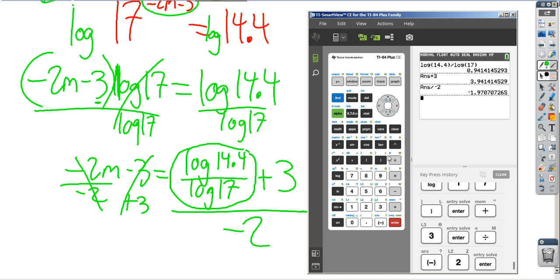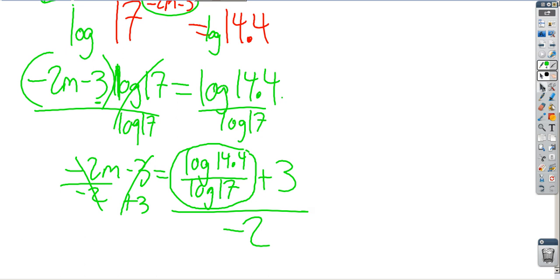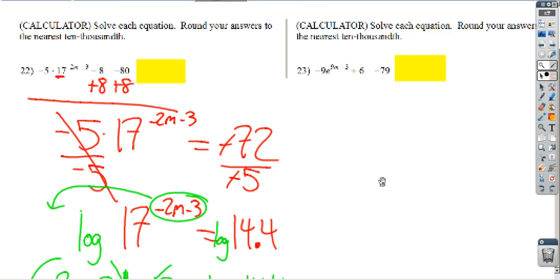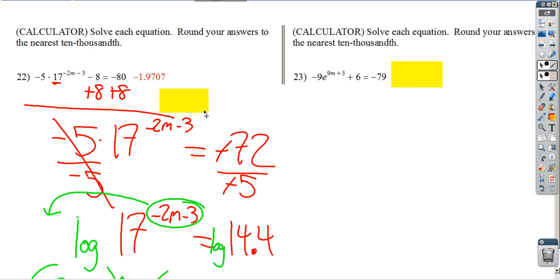To the 10,000th place would be negative 1.9707. That's the 4 decimal places. So negative 1.9707. Let's double check, and it is right.